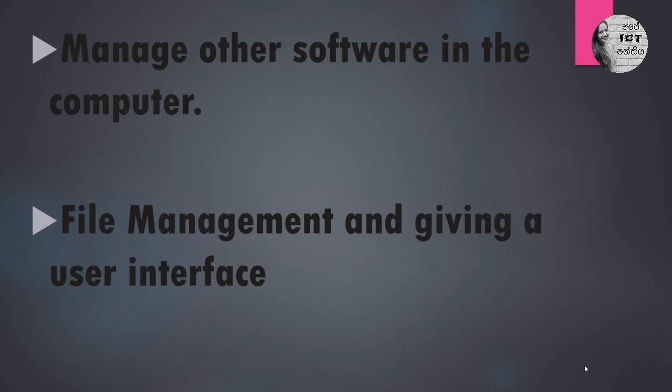The next function is managing other softwares in the computer. You have learned that the operating system is also a software, but it is the main software. So it can manage other softwares in your computer. What are the other softwares in your computer? Paint software, Word software, computer games, and then video players. Those are the other softwares. The operating system can manage other softwares.